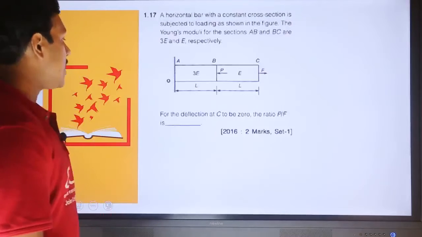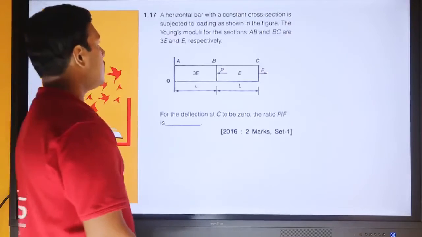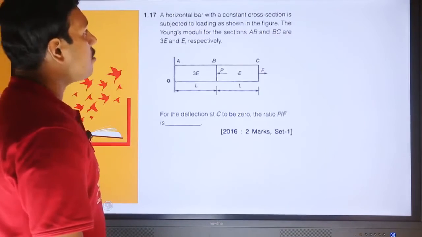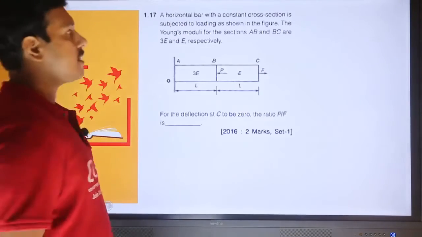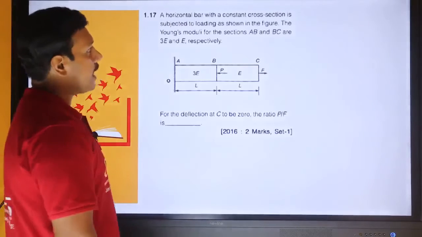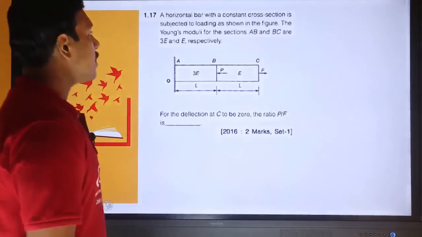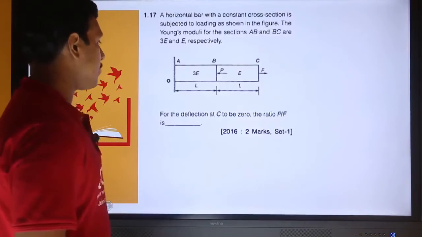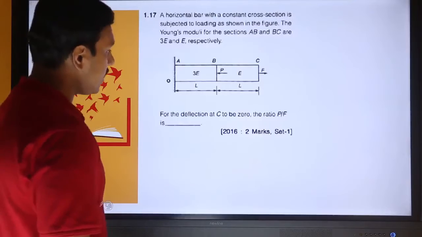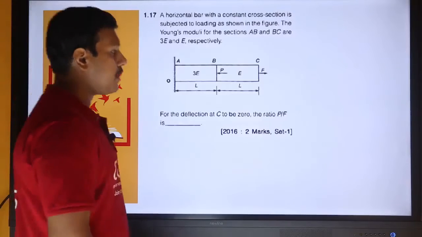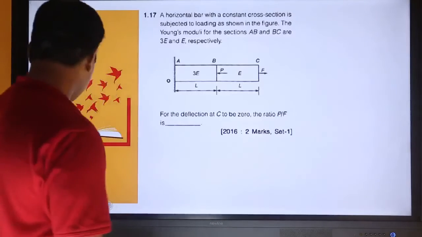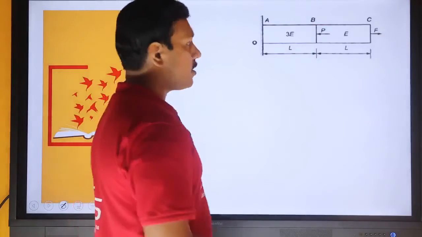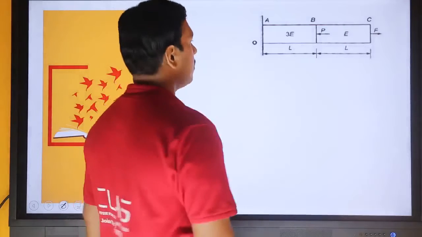Then 1.17, a horizontal bar with a constant cross section is subjected to a loading as shown in the figure. The Young's modulus of AB and BC are 3E and E respectively. For the deflection at C to be 0, find the ratio of P by F. So it is given that the deflection at point C is 0. So the total deflection is 0.